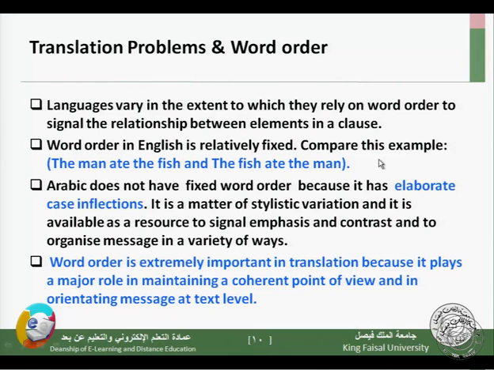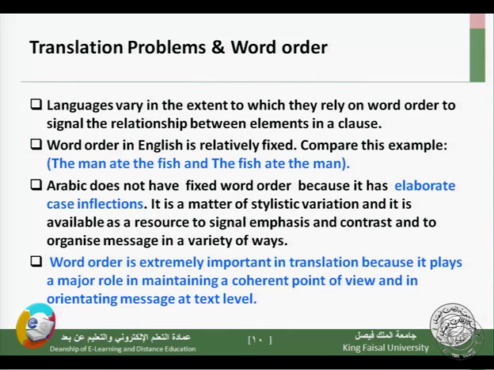Compare this example, for instance. The man ate the fish. The man, subject; ate, verb; fish, object. Now, the fish ate the man. You know how important word order is? If you put the fish here and you take the man and put it at the end, the word order is fixed in English, and it changes the meaning of the sentence or the clause.